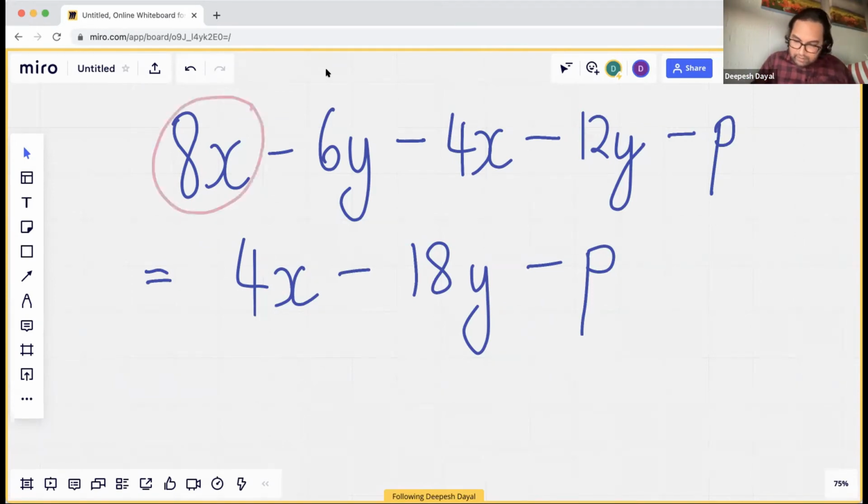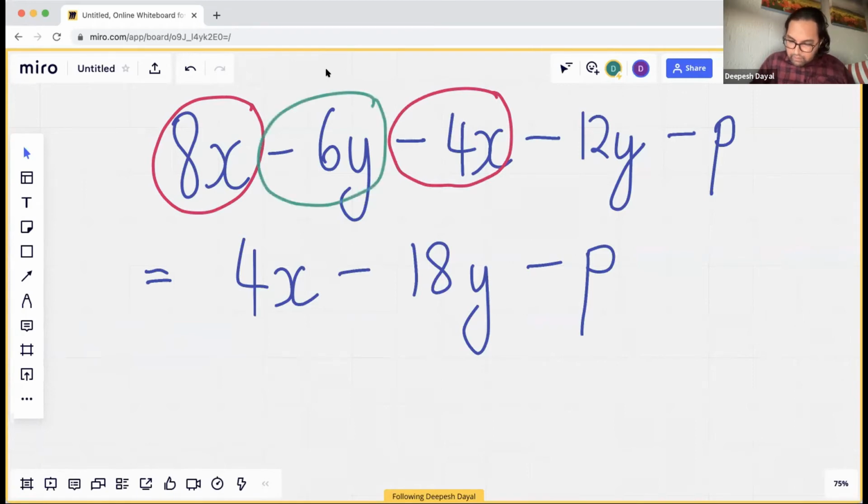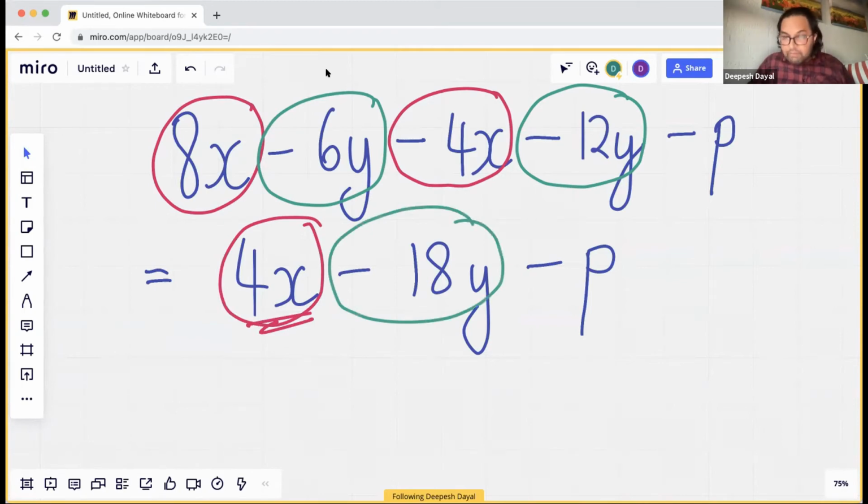So we need to say 8x minus 4x. Okay, and then we've got minus 6y minus 12y, which is going to give us minus 18, right? So 8 and the 4 gives us 4. And then we've got minus 6 minus 12, which is minus 18. And then the p stays on its own. So it's so important to always circle the whole thing with the sign, right? Otherwise, if you don't circle the whole thing with the sign, then you may miss the sign and just take it as a number, right? So it's so important to circle the sign.